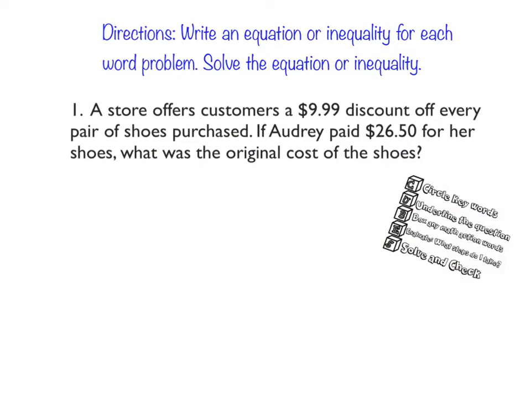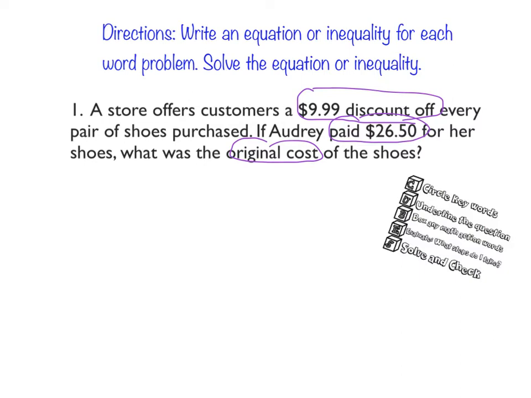Let's look at this word problem together using the CUBES strategy. The first thing I'm going to do is circle keywords. So I'm going to read the problem, and while I'm reading it, I'm going to circle keywords. A store offers customers a $9.99 discount off every pair of shoes. So I think the $9.99 discount is very important. If Audrey paid $26.50 for her shoes, what was the original cost of the shoes?